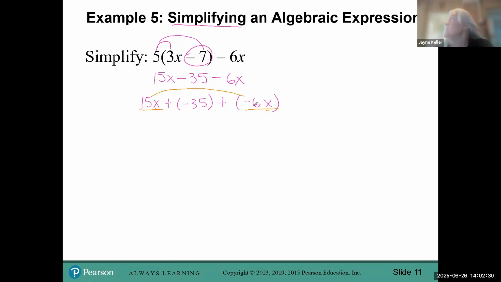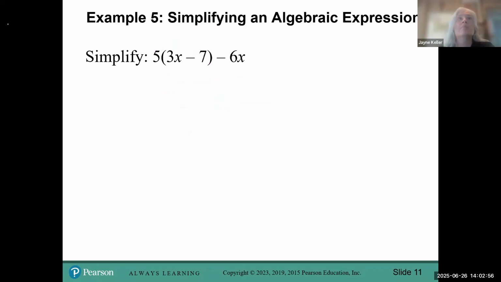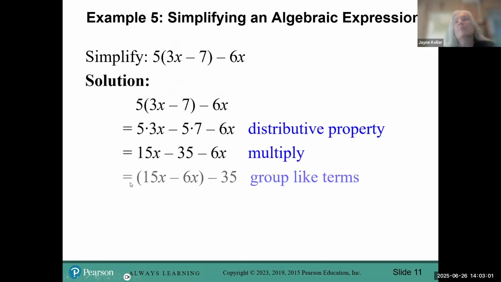So 15x plus negative 6x, which gives me positive 9x. And then I still need that plus negative 35. And so I probably would just leave this as 9x minus 35. It's simpler, isn't it, to write minus than to write plus negative. That's what we had for this one.